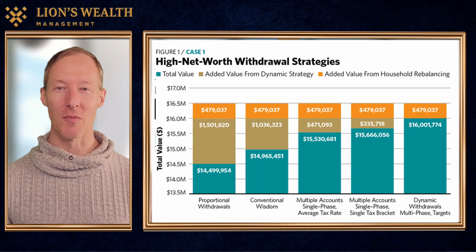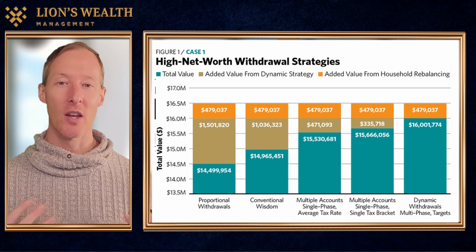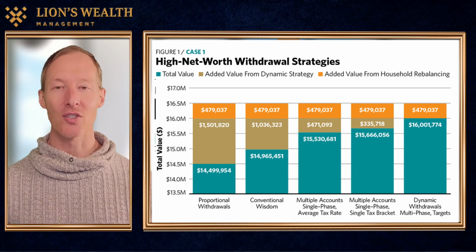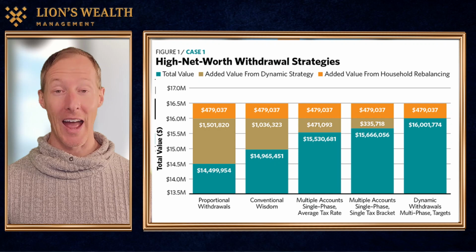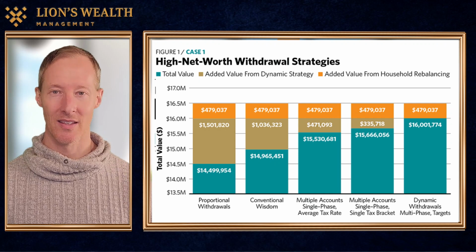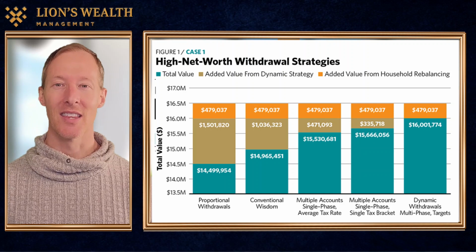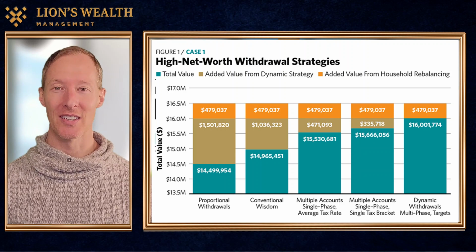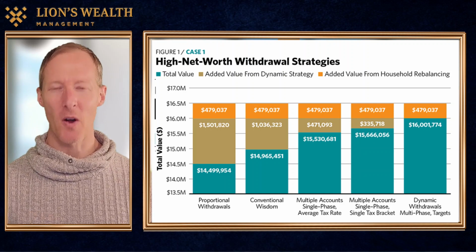Making withdrawals from your taxable, your tax deferred accounts, and your Roth accounts will actually start to make your average tax bracket about 23% better than the conventional wisdom strategy, but is far from optimized.